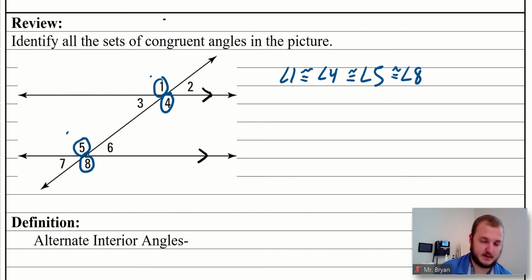All 4 of these have the same measure. And again, the reason for that is either 5 and 8 are vertical angles, or 4 and 8 are both in the same spot, so they're corresponding. Okay, so that's one group of angles that we know are congruent.